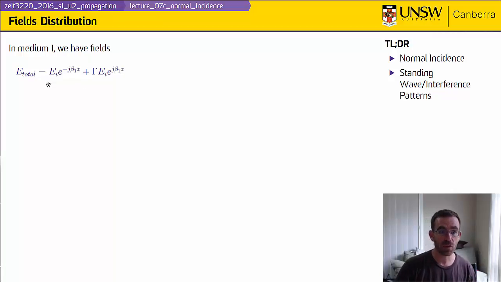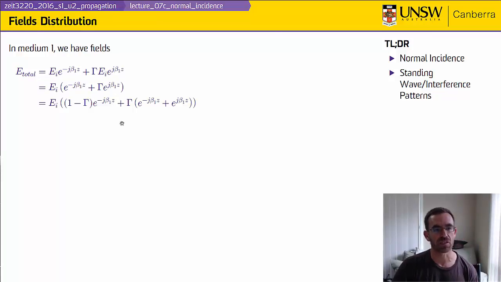So on the left, in medium number 1, we've got the total field, which is given by the superposition of the two fields. And I've written this as a scalar, so the polarization is in the x direction. We have the incident fields plus the reflected fields. I can gather my terms here and factor out this coefficient. The whole problem is going to scale with the amplitude of the incident field.